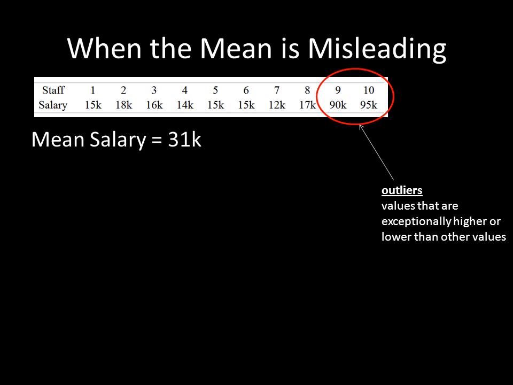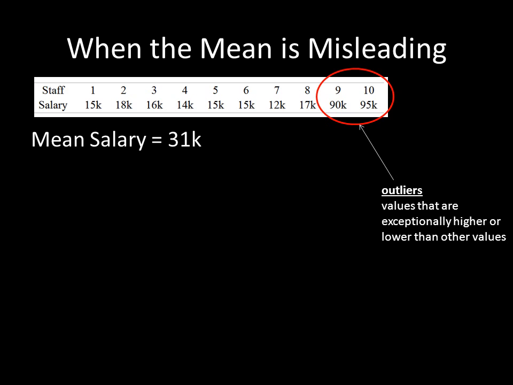Sometimes it's important to be cautious when interpreting the mean, because a mean value can be misleading. In this distribution of salaries among a group of staff in an office, you can see that many people in the office earn between $15,000 and $18,000. However, there are 2 staff in the office that earn $90,000 and $95,000 per year. The mean of these 10 values is $31,000. And you can guess that that mean value is not quite representative of the real average or the real center value within that population.